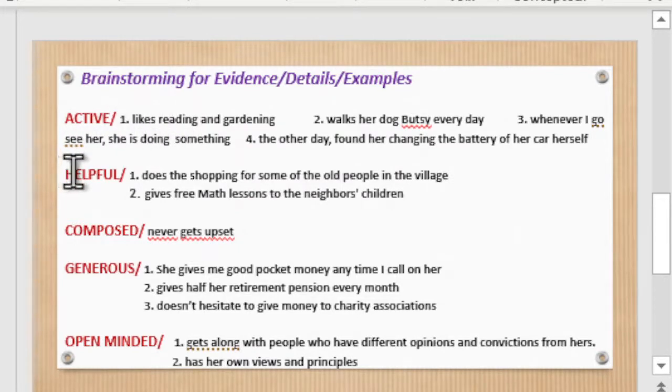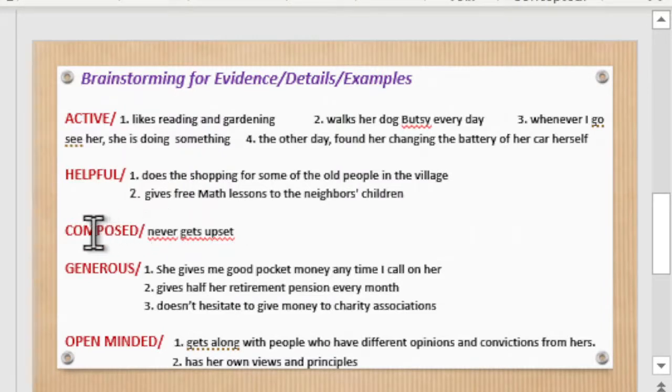The second supporting idea that I'll be using to write the paragraph is to show that she is helpful. So if you tell the reader that I like Aunt Zahra because she's helpful, the reader is going to ask you, what does she do that makes her helpful? Well, she does the shopping for some of the old people in the village. And 2, she gives free maths lessons to the neighbors' children. These 2 contributions to the community show that she is a helpful person indeed.